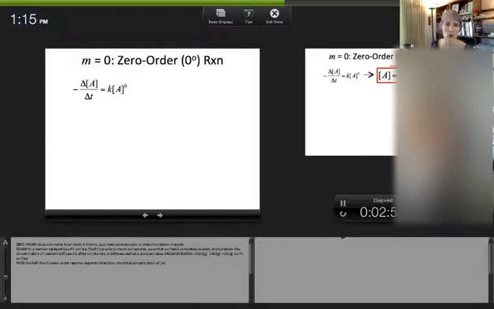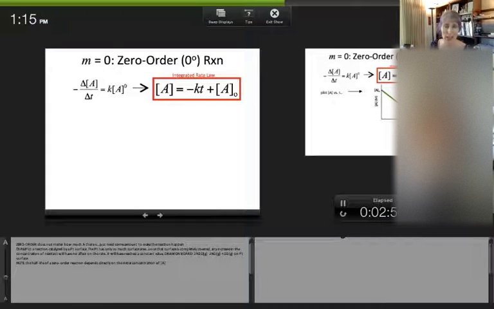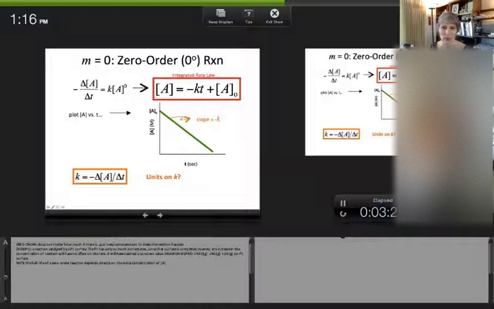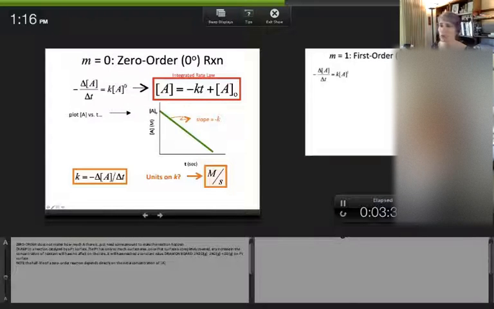So if it's 0 order, we get an equation that looks like this. So again, we would think about bringing that dt up here, take the integral, and we end up with a constant. So A at time t disappears at a rate of k times t from whatever initial concentration it started with. So when we plot that, it looks like a straight line that has a slope of minus k. It's a negative slope. Then when we solve for the units on k, we get molarity per second.